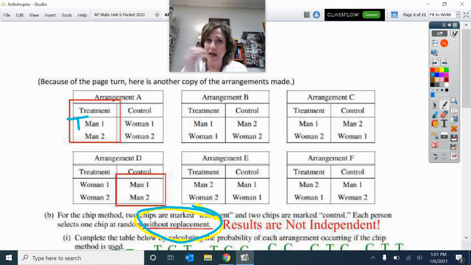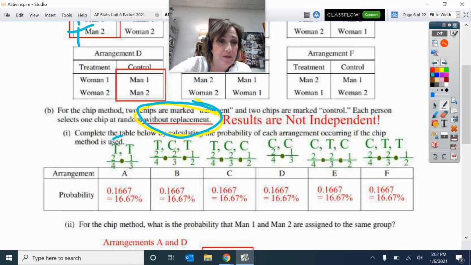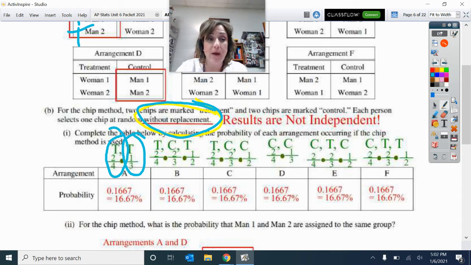He reaches in here and pulls out a chip, and he got the treatment group again, which is very interesting because that was a reduced probability. Look, the first guy who came up, 2 out of the 4 were for the treatment group. But when the second guy came up, there was only 1 out of the remaining 3 for the treatment group.